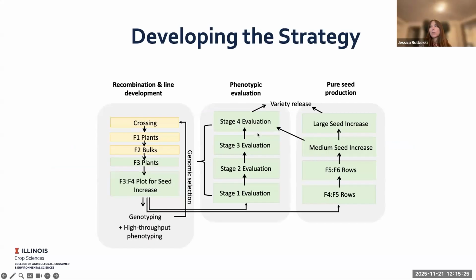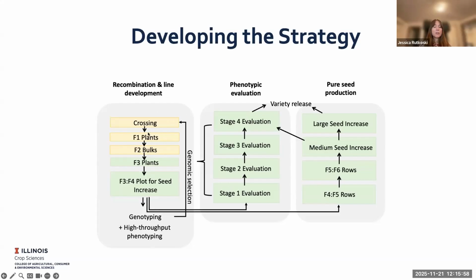So this is the current strategy for my wheat breeding program at the University of Illinois. I've divided it up into 3 types of activities. One is recombination and line development. The second is phenotypic evaluation. And then the third is pure seed production. So recombination and line development, we'll walk through that a little bit, but here colored in yellow are all the processes that happen in the greenhouse. Everything else happens in the field.